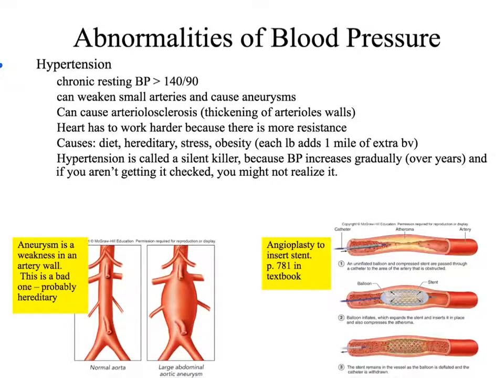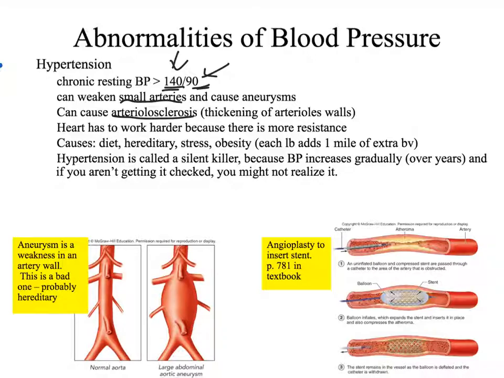All right, now, some abnormalities of blood pressure. The first one I have on here is hypertension. Hypertension is a chronic resting blood pressure of either 140 or higher or 90 or higher. Sometimes they just look at the top number or just the bottom number. You don't have to have both numbers be bad. If your pressure is high, it's putting a lot of stress on the small arteries in your body, and this can cause arteriosclerosis.